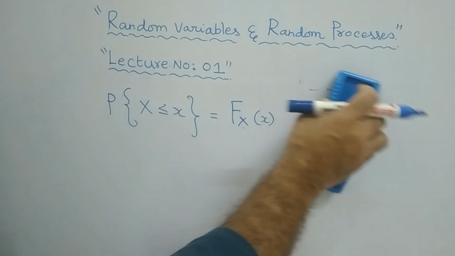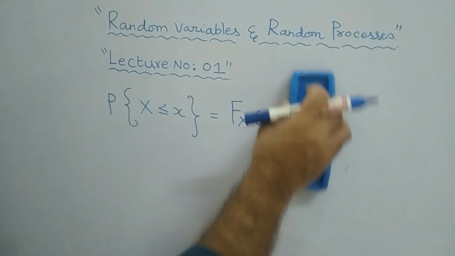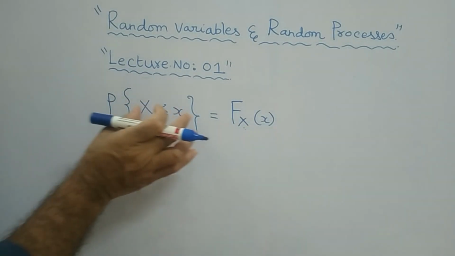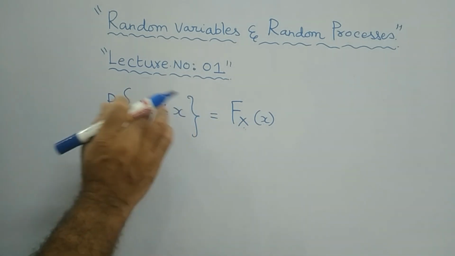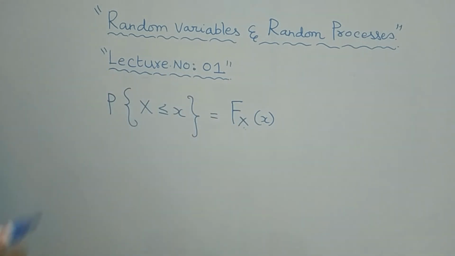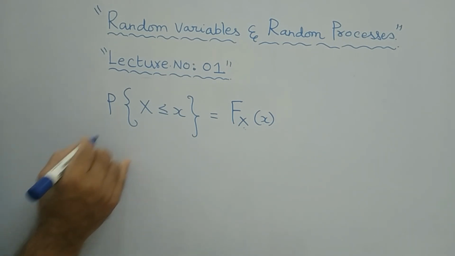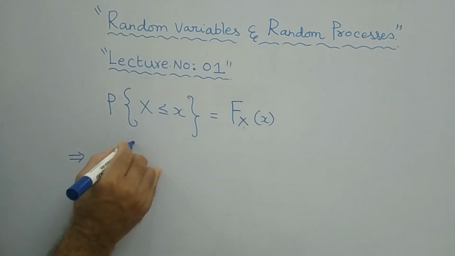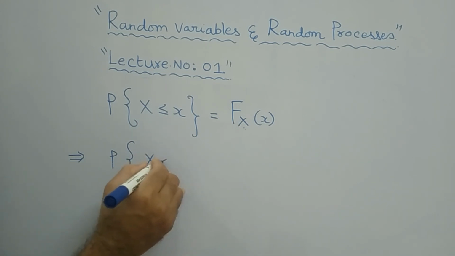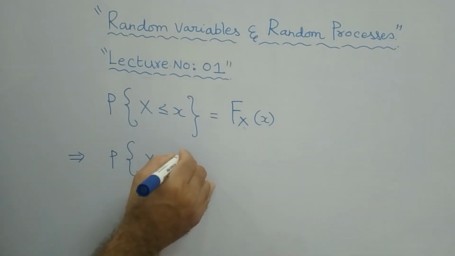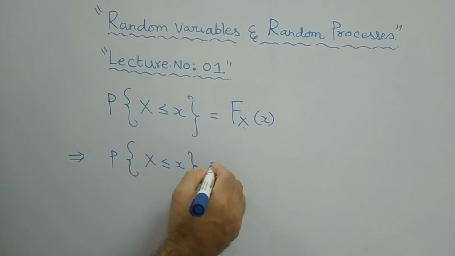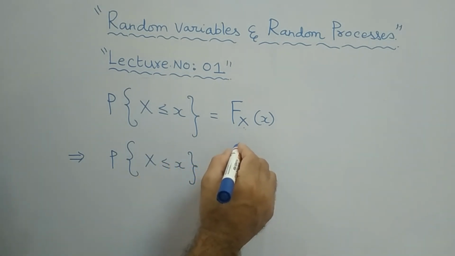So this is an event, the probability of an event, and the same can be defined as a distribution function. I can also give you another definition of the same: the probability of capital X less than or equal to small x is equal to, and this can also be called, something else.